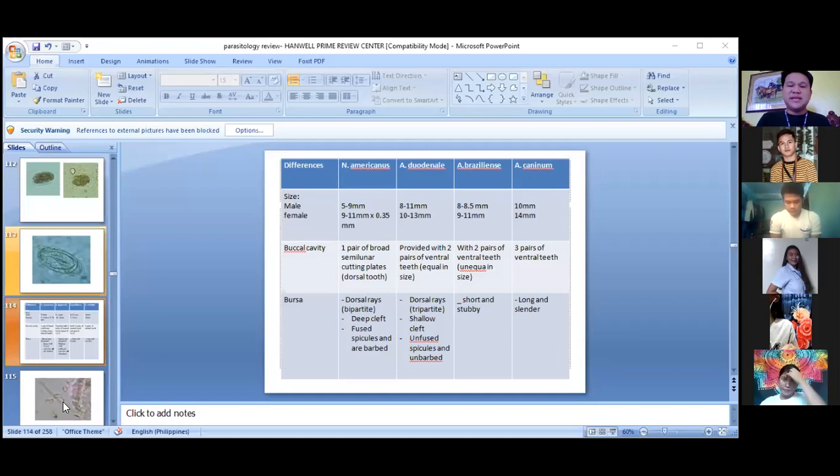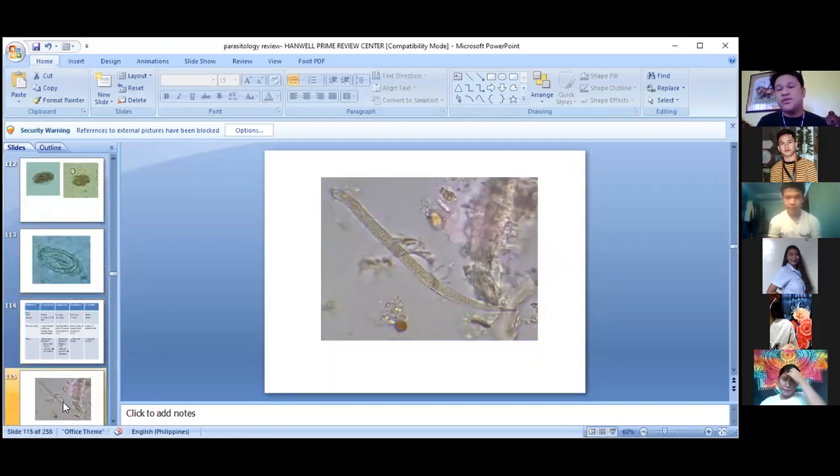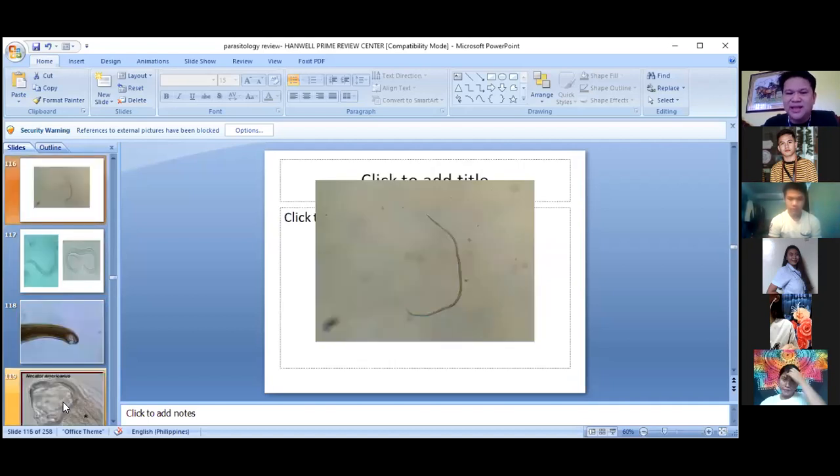This is the rhabditiform of your hookworm. Since that is rhabditiform, that is not yet the infective stage. I told you last time it has an open mouth, so it is a feeding stage, right? It is actually stouter. And then, of course, this is already your infective stage. That is what penetrates your skin to establish an infection. So that is your filariform larva.